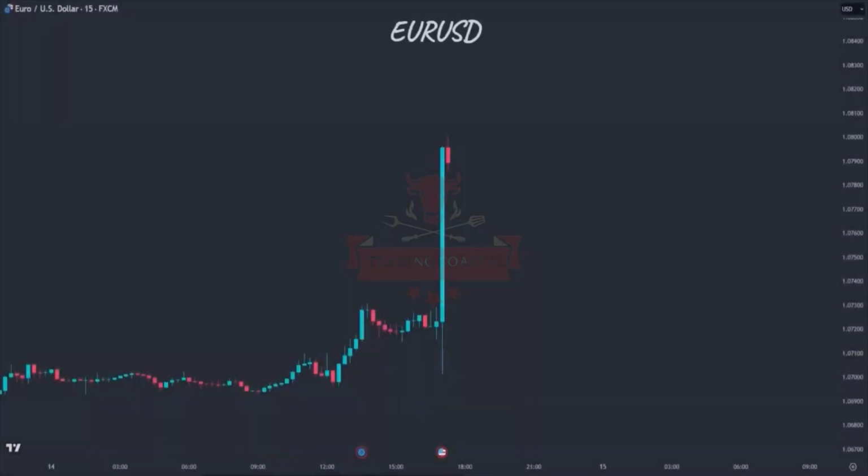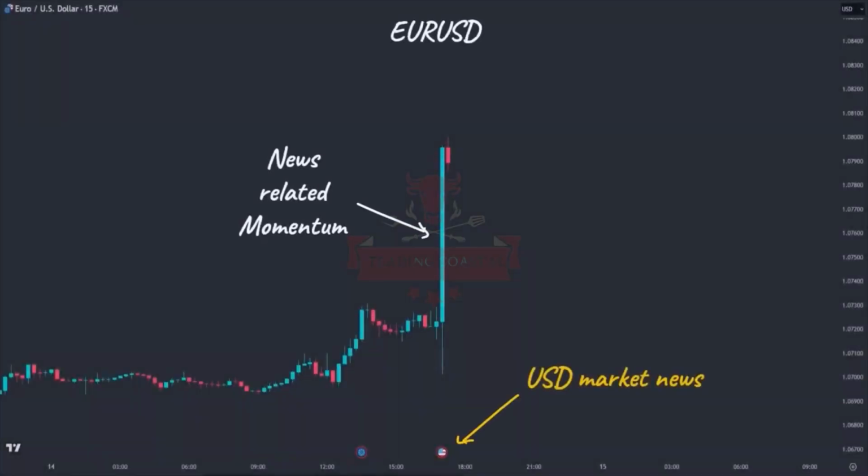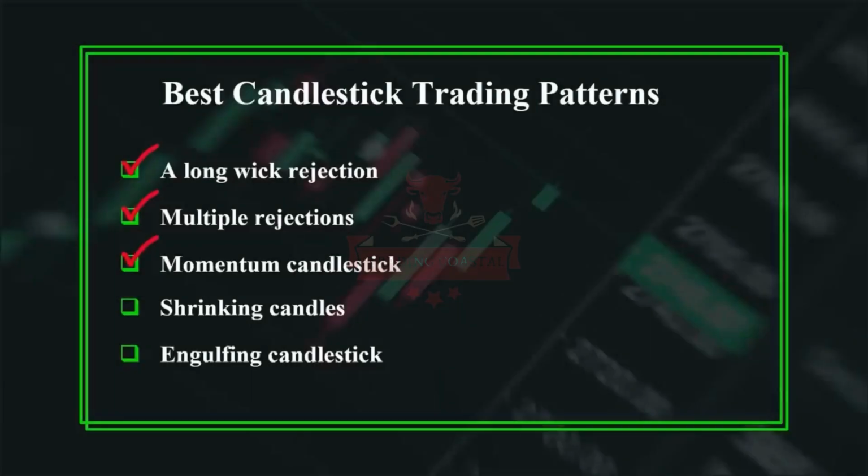When important news comes out in the Forex market and other price charts, it can cause sudden and big momentum candlesticks, regardless of the technical situation. So it's smart for traders to stay informed about upcoming economic news. Now let's move on to the next pattern. Number 4. Shrinking candles.